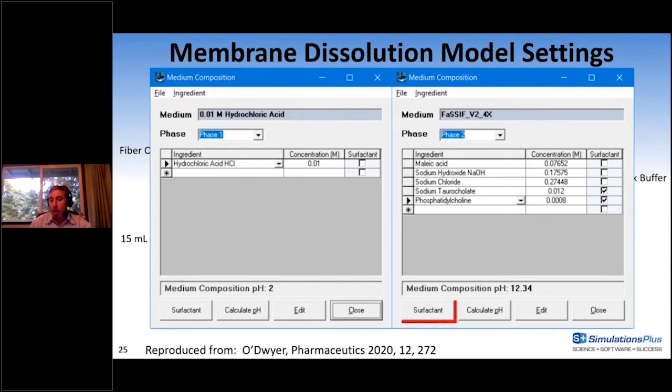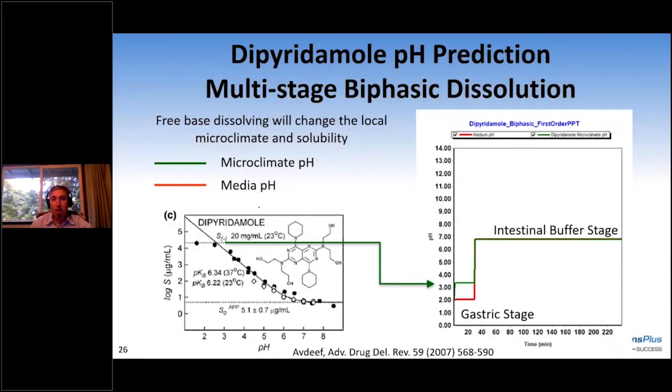One thing that's nice about our software is that it really does predict the surface pH or the microclimate pH at the surface of your API, and it also predicts the bulk media pH as well. So in this case, for our dipyridamole model, if we looked at the biphasic dissolution experiment that we're predicting here, we can see that upon dosing the free base of dipyridamole, the surface pH goes up to about 3.5 units, and that's quite different than the bulk pH of 2.0. So we're really looking at how the surface pH is impacting the dissolution in these experiments.